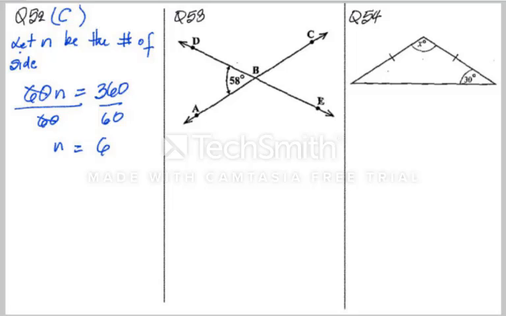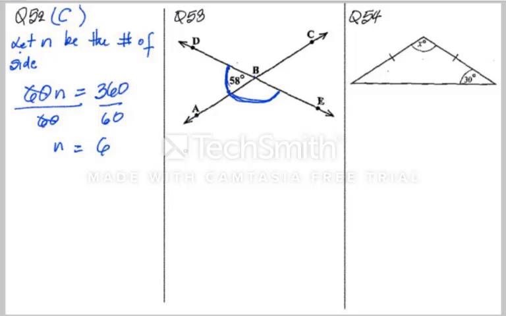Question number 53. It says the measure of angle ABE is... So let's identify the angle. This is angle ABE, so if we're identifying this angle, it would be this angle here. These two angles, if you look carefully, are angles on a straight line.